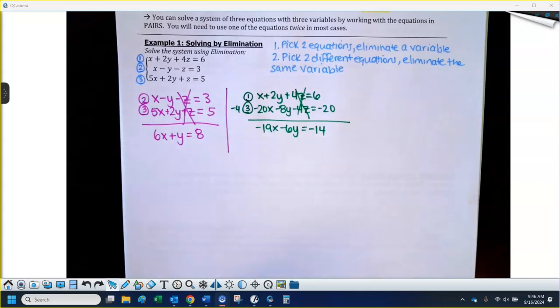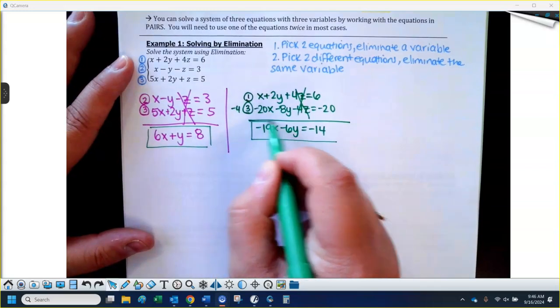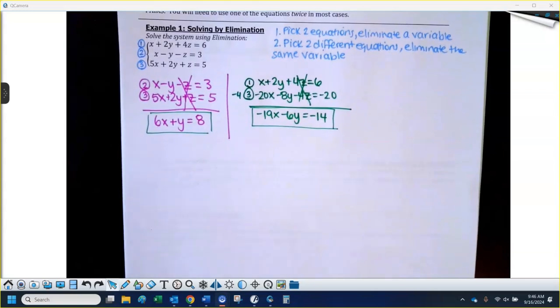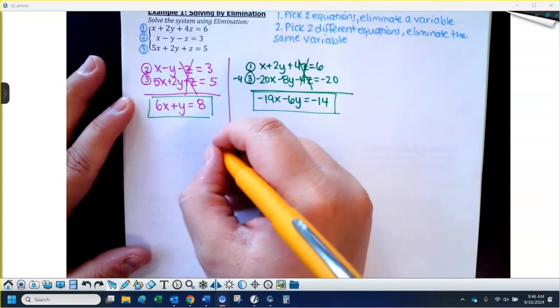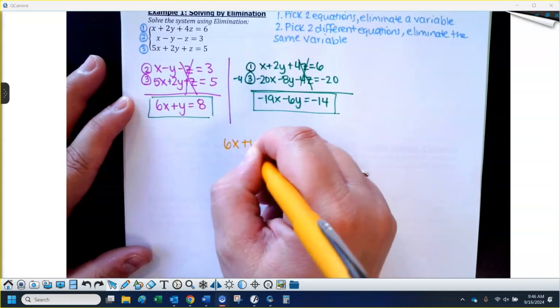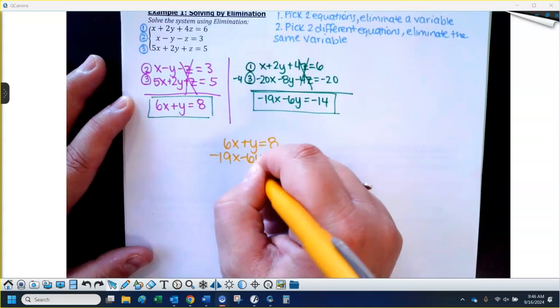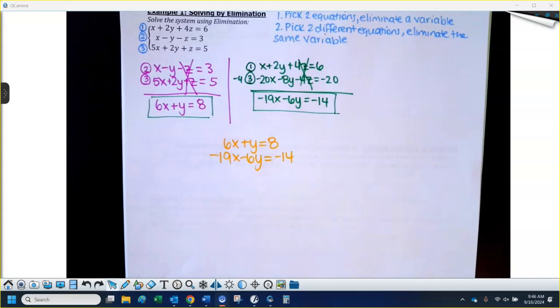All right, so basically all we did, we had two equations that we worked on eliminating the same variable. The original problem, we had 3 equations, 3 variables. Now we have 2 equations, but with the same 2 variables, with x and y. So the second part of this is just to solve this like the systems that we've been solving. So I get negative 19x minus 6y equals negative 14. So basically, I went from 3 equations with 3 variables. Now we have 2 equations with 2 variables. You would just solve this like a normal system.